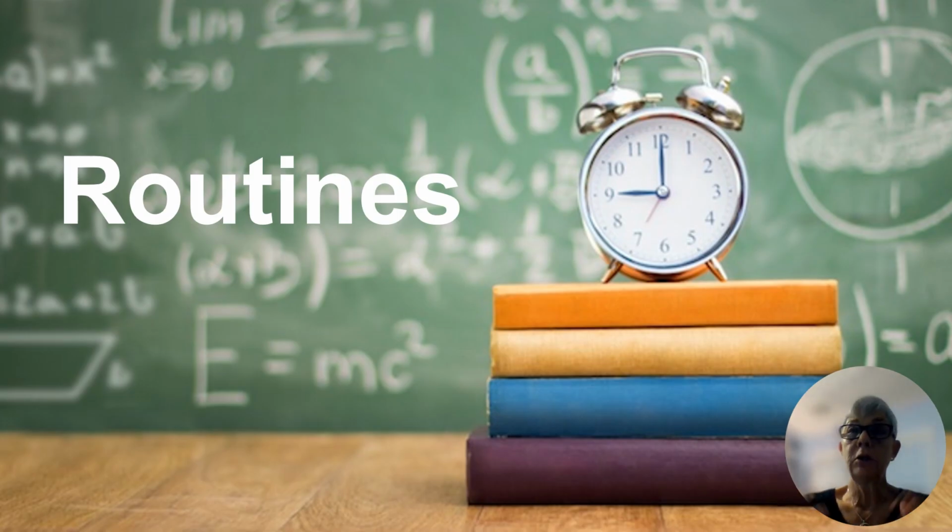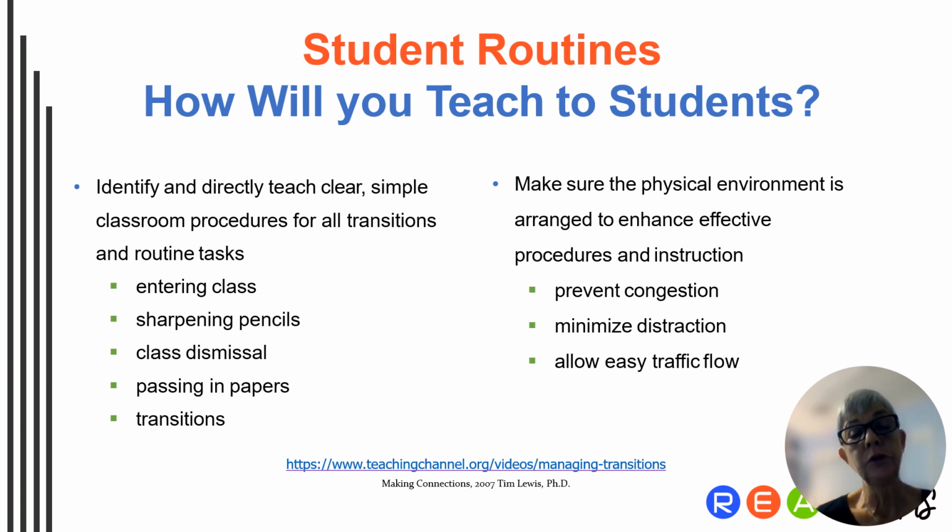All right, so we have our rules, we have our signal, and now we're going to talk a little bit about routines. First, we need to think about student routines. How are you going to teach the students how you want them to enter class, leave class? Do they leave when the bell rings, or do they wait for you to dismiss them? If they need to, and I know that nowadays this doesn't happen very often, but if they need to sharpen their pencil or throw something away, go to the restroom, what is the process for that? What do transitions look like? What is it that you want them to do when you're transitioning from one activity to another?